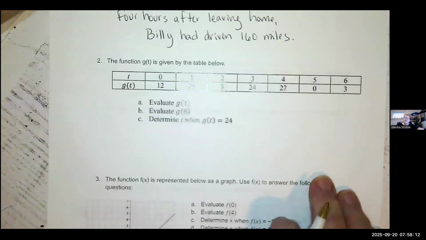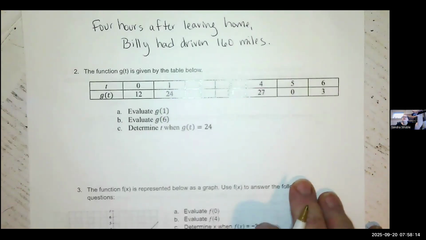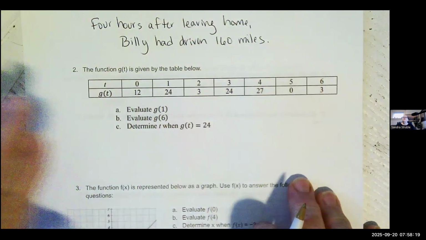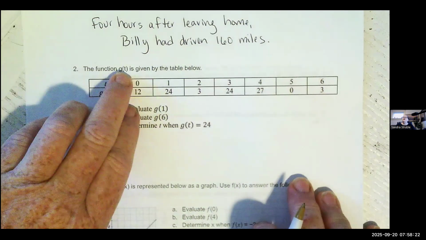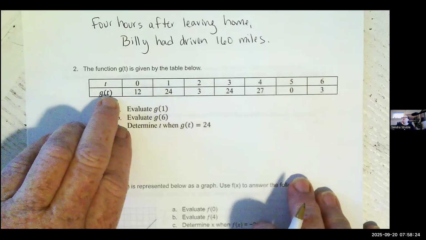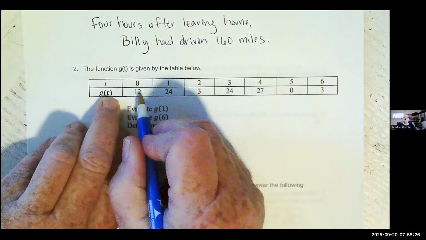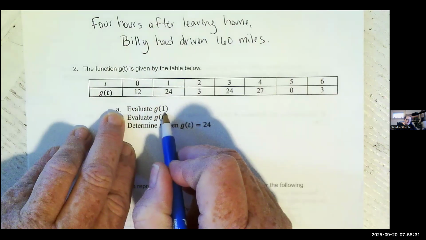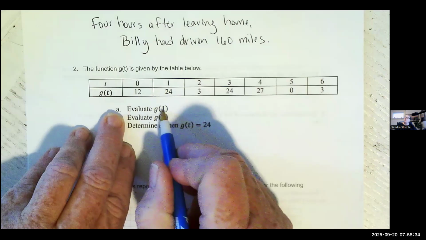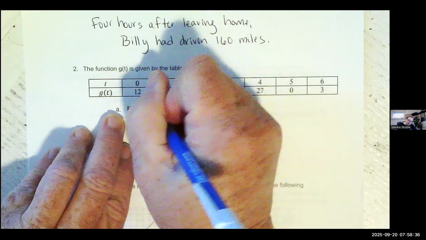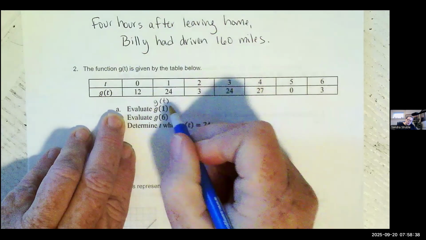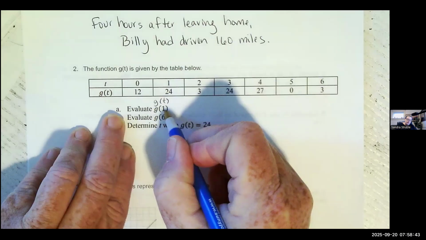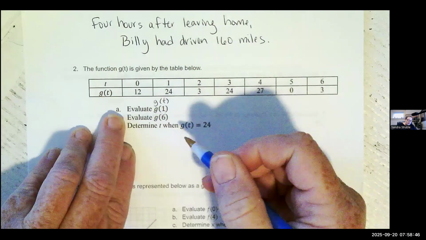The function g of t is given in the table below. We've got t, which is the input variable, and then g of t is the output. So if you plug in a 0, you get a 12. It says evaluate g of 1. What I asked myself on this is, when t is 1, because t is 1 here, this is representing g of t. So when t is 1, what is the function? What is g of t? That's the question I ask myself every time.